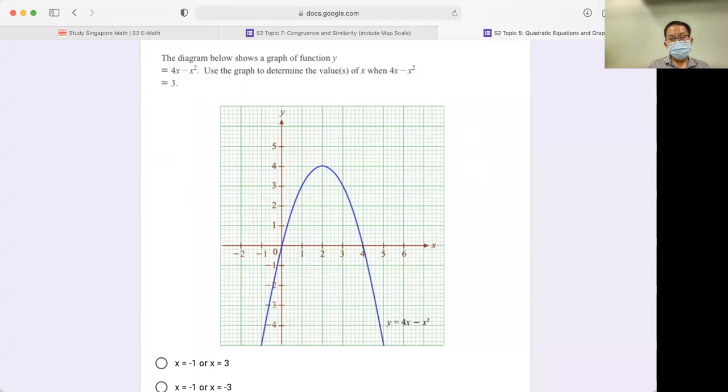Okay, so now I'll go to this last question. What it means is that 4x minus x squared, this is the curve itself. You see, they already tell you that the y is the curve. So we just need another equation, with 3. So y equals 3. So the intersection points will be your x. So based on the graph, your x equals 1 or 3. That's the answer.